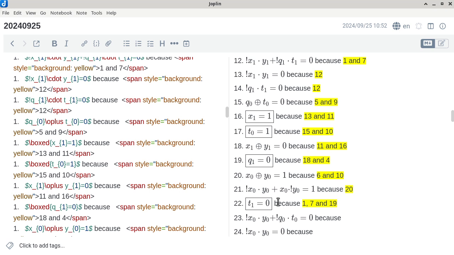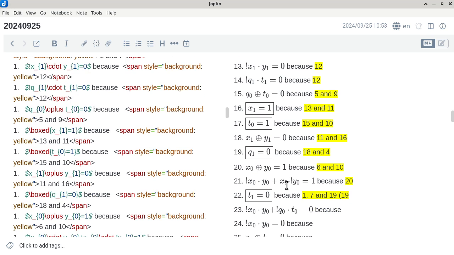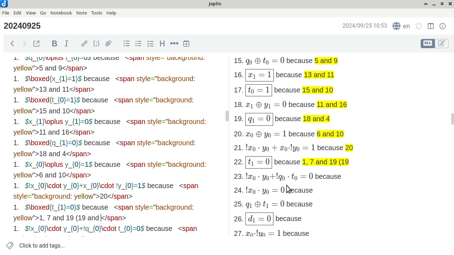If I remember correctly, there's another way to figure out why we know T1 is a 0. So let's see if there's another way to do this. That's an easier one, 14 and 19. That's actually way easier than this one. But just because it's easier doesn't mean that it is the most immediate answer. You can also use 19 and 25. Oh no, 25 is in the future. So it's 19 and 14, there we go.